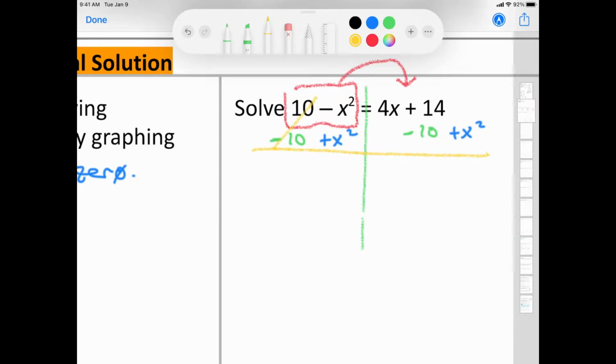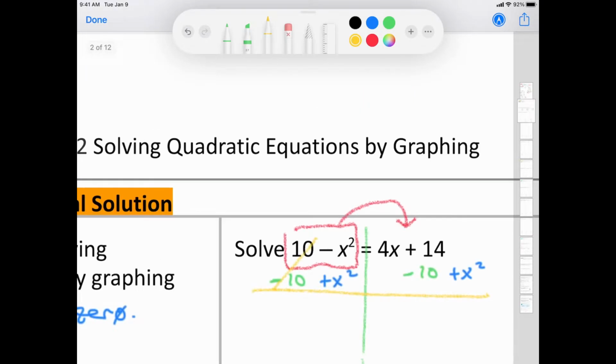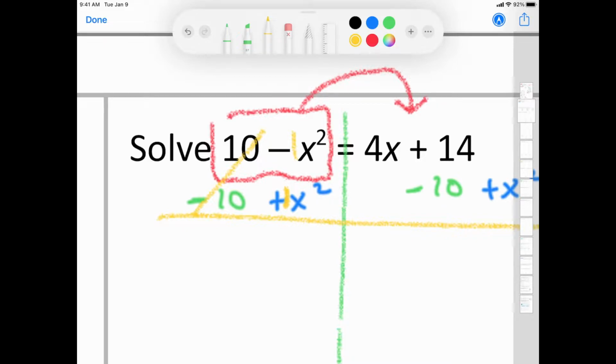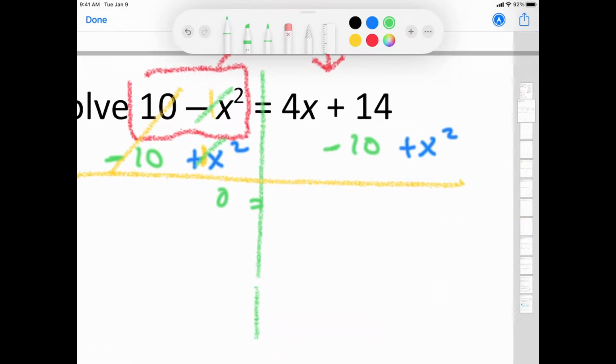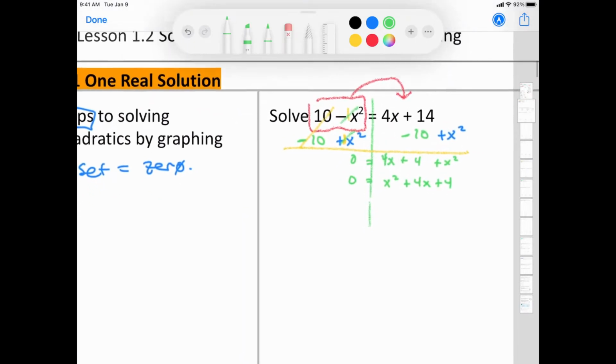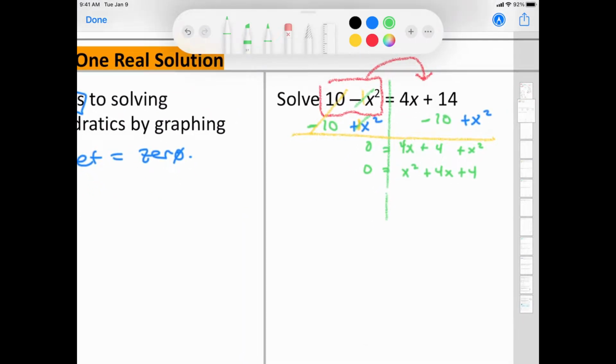Okay, so 10 minus 10 equals 0. Negative x squared plus x squared, or negative, whoops, sorry about that. Negative 1 plus a positive 1, so those are the numbers in front. That's also going to equal 0. So on this left side, 0 equals 4x, positive 14 minus 10 is positive 4, plus x squared. And we'll write this in descending order so it's in standard form. So I'll have x squared plus 4x plus 4. Okay, so now we have a quadratic equation set equal to 0.